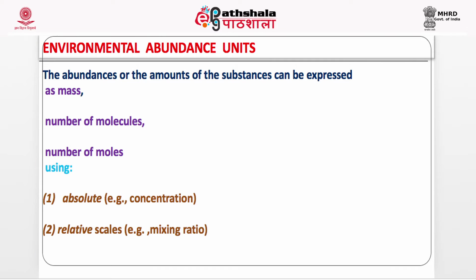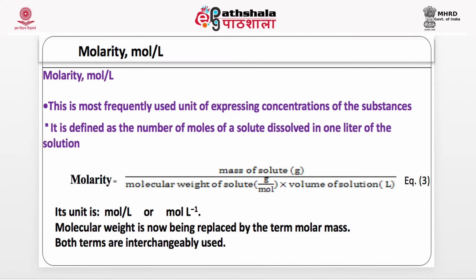Environmental concentration: the concentration of gaseous substances can be expressed using two kinds of scales, absolute and relative scales. Examples of the former, absolute, are molarity and number density, and the latter, that is relative scales, are mixing ratios and mole fractions.